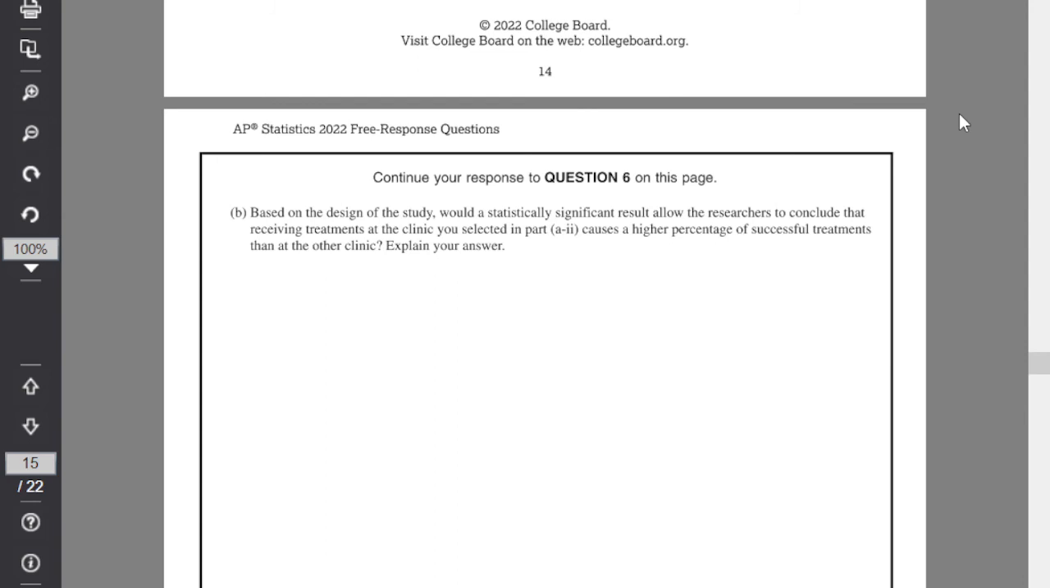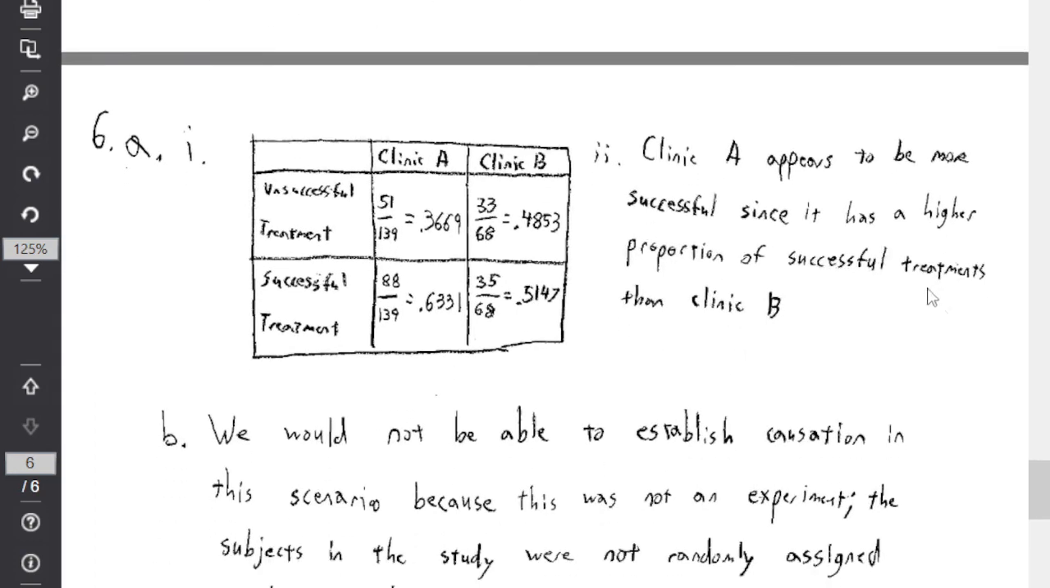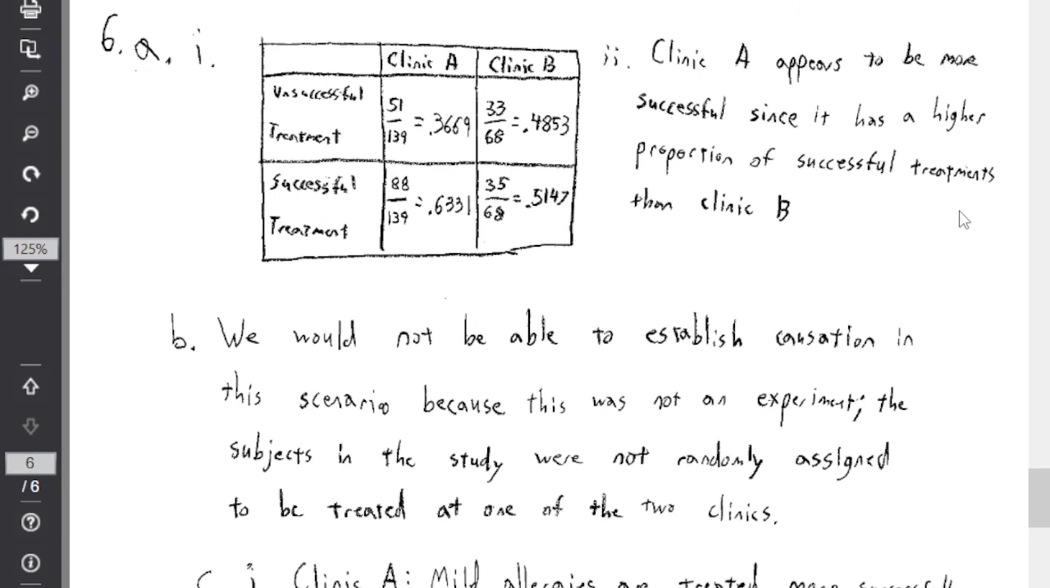Would a statistically significant result allow the researchers to conclude that the treatments caused a higher percentage? So was there causation? Well, to establish causation, you need an experiment. This was not an experiment. Therefore, we would not be able to establish causation. The subjects would need to be randomly assigned to one of the two clinics in order to make a conclusion about whether one of them caused the other to happen, to eliminate any confounding variables.